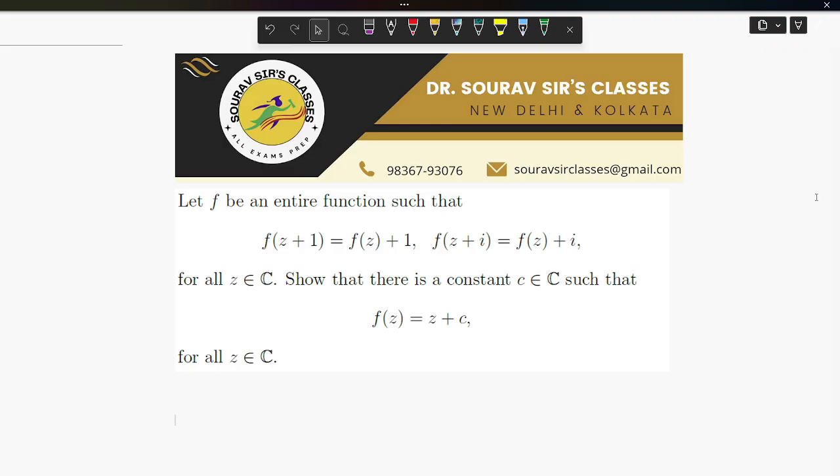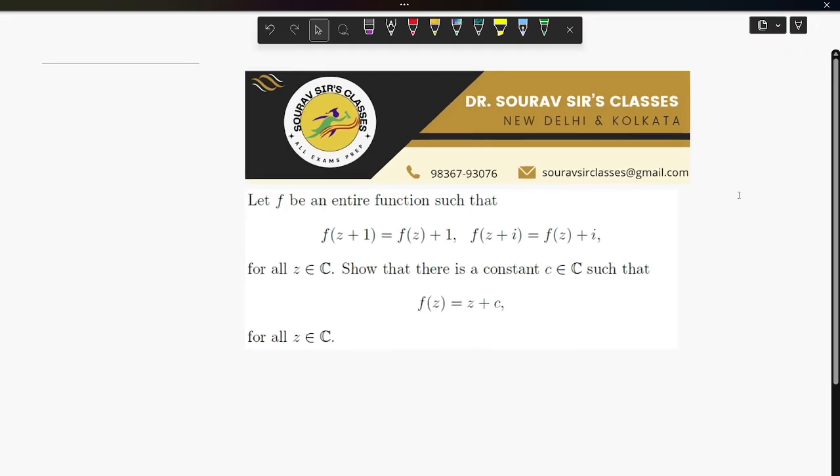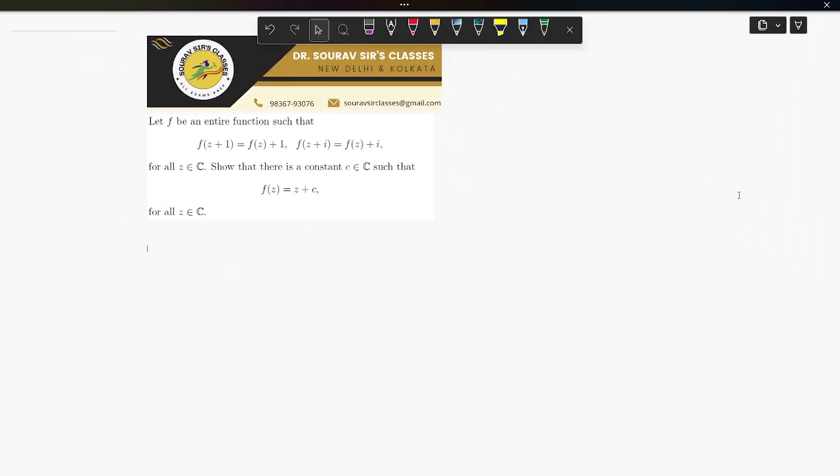So now we are going to solve a problem which appeared in the ISI JRF question paper. The question is telling us that let f be an entire function such that f of z plus 1 equals f of z plus 1 and f of z plus i equals f of z plus i for all z belongs to C. Then there is a constant c belongs to C such that f of z equals z plus c for all z belongs to C. So I think this is not a very tough question.